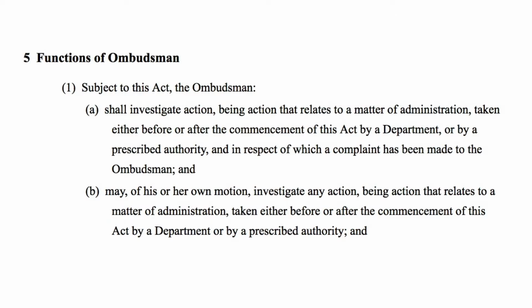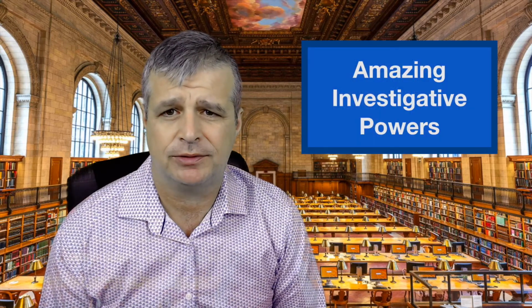The second interesting aspect of this section is that the Ombudsman may, of his or her own motion, commence an investigation. The Ombudsman does not need to wait for a complaint to be made. Again, that's super different to anything under the ADJR Act. So let's assume the Ombudsman has either received a request to investigate or they've determined on their own motion to investigate a matter. The Ombudsman is then given quite amazing investigative powers.